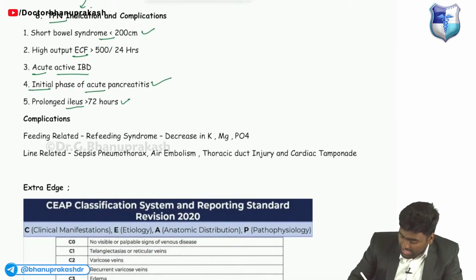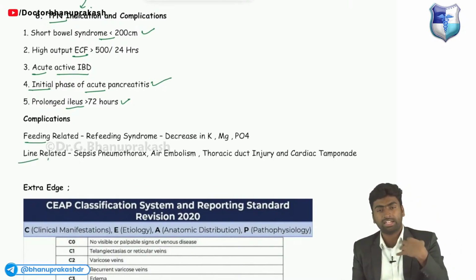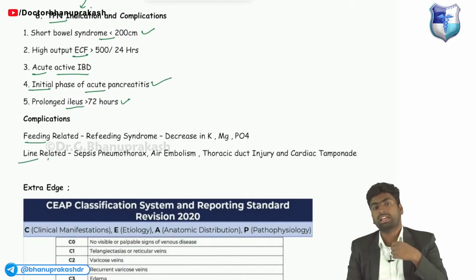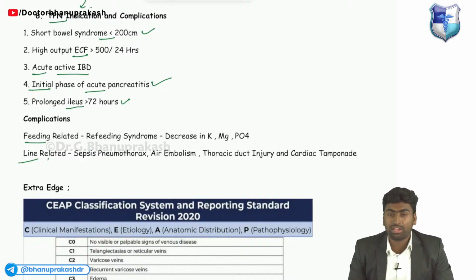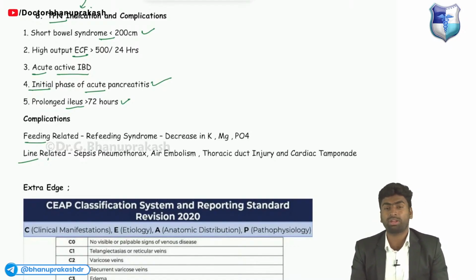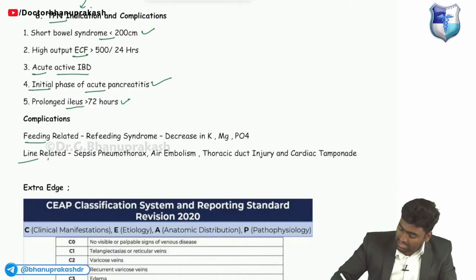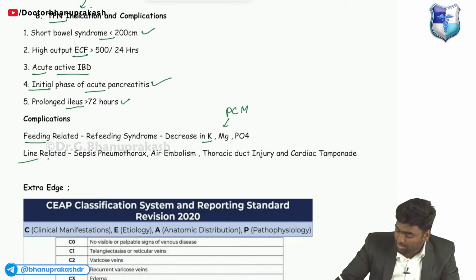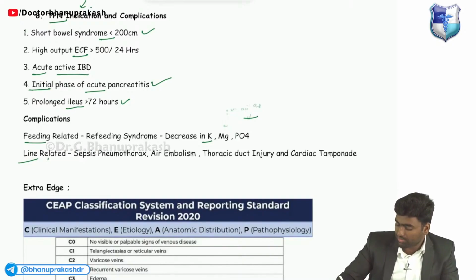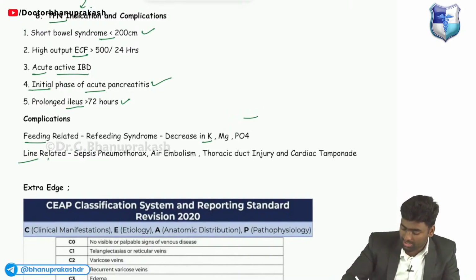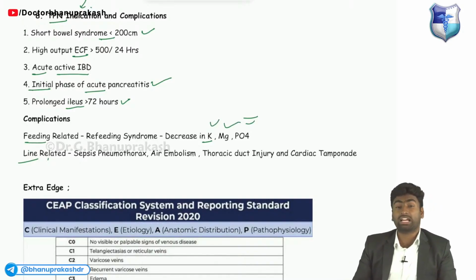And what are the complications? There might be two kinds of complications: either how we are feeding may complicate the patient, or how we are putting the line, the central line, may have some complications. The feeding complication is known as re-feeding syndrome. You are feeding them, it is known as re-feeding syndrome. So remember, in re-feeding syndrome, most of them will be decreased. It is a decrease in PCM: a decrease in phosphate, potassium, and magnesium. Or else remember it as PM. Don't get confused. It is phosphate, potassium, and magnesium. So here the main culprit is hypomagnesemia.